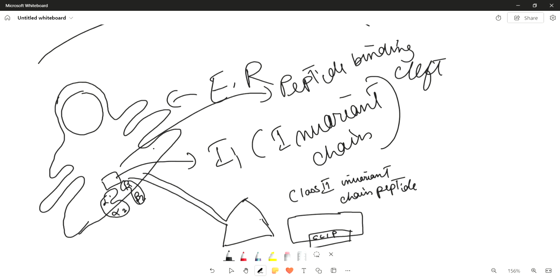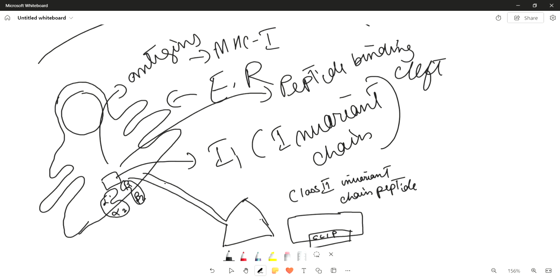Why is this important? There are two uses of this. The first one is that this makes sure that the antigenic peptides which are assigned to be presented by MHC Class-I, because MHC Class-I is also synthesized in the endoplasmic reticulum, are not presented on the surface of MHC Class-II. The invariant chain helps to prevent that from happening. That's the first thing.